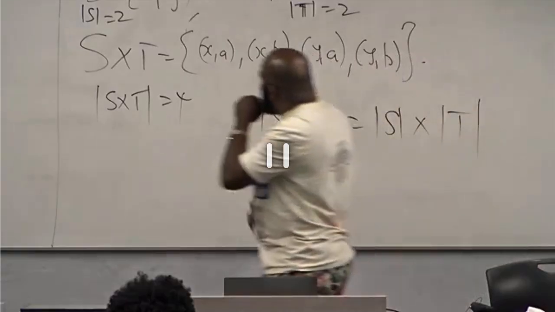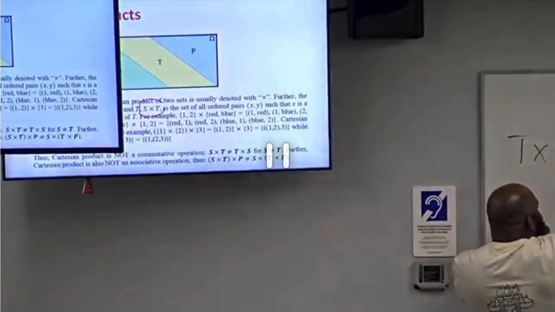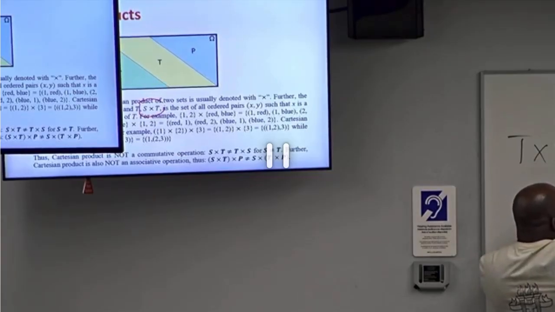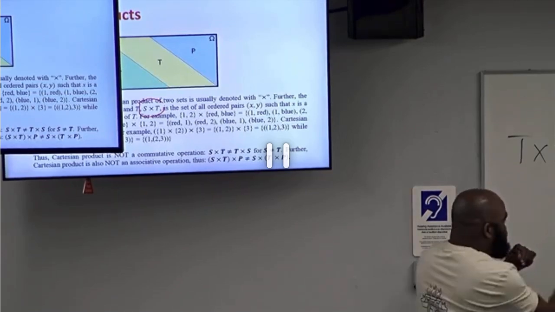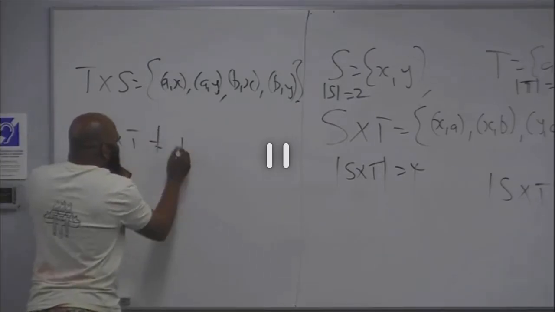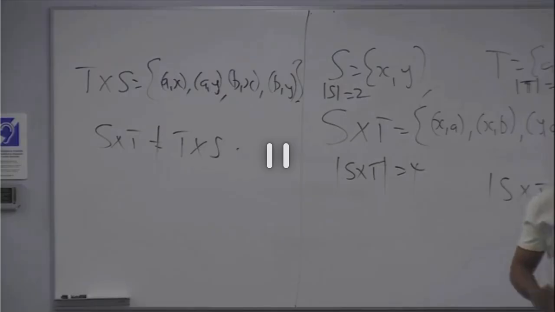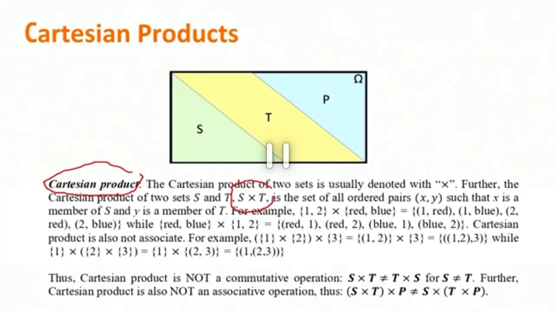But if I want to get T multiplied by S, that will be different. Then I'm going to start from the other one. So I'm actually going to have AS, AY, BS, then BY. You know what? This is not the same as this. So as far as Cartesian product is concerned, commutativity doesn't work. That's what I'm talking about here.